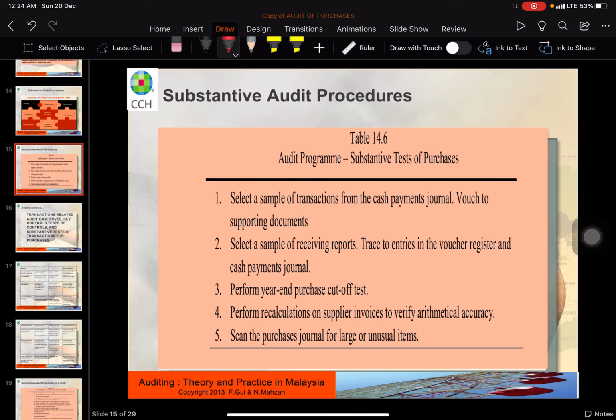This is the substantive test of the audit program, which means how the test should be done. Select a sample of transactions from the cash payment journal, and then we vouch back to the supporting documents. Then we take a receiving report and trace it to the voucher register and cash payment journal. These are the things that you have to do.